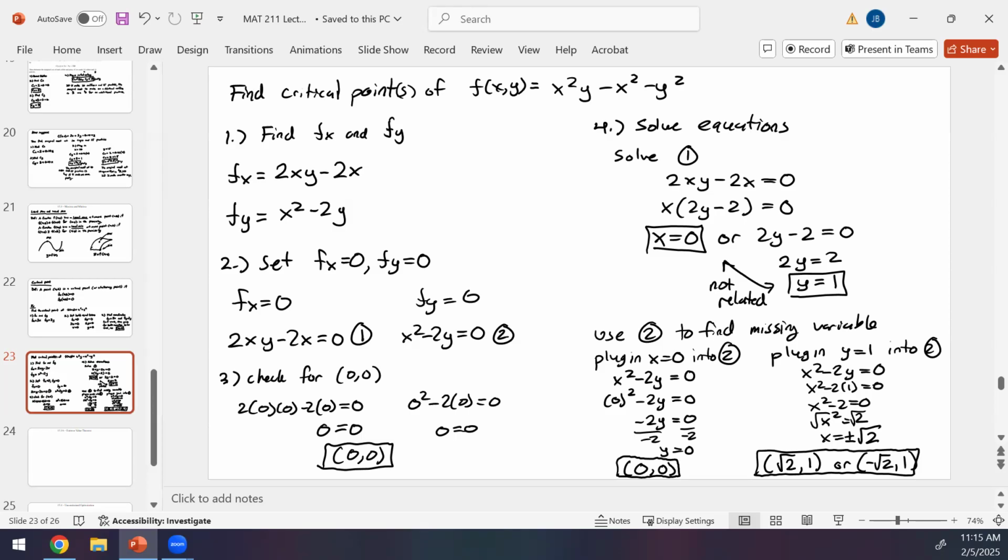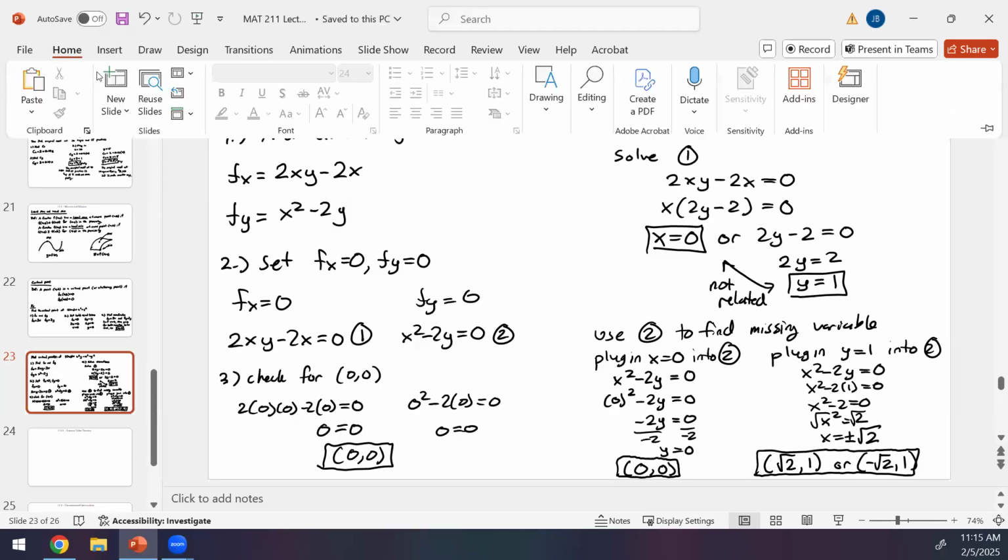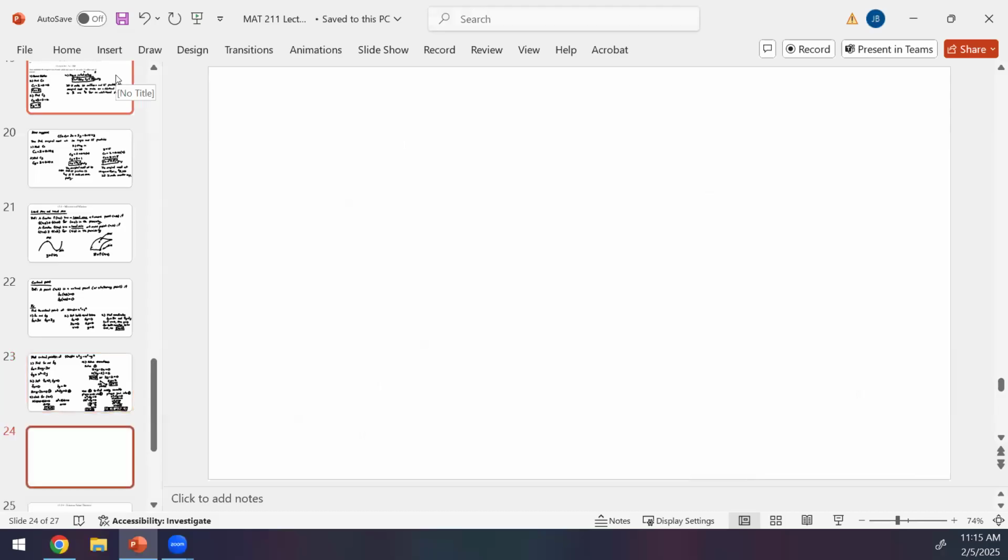So now that we can find critical points, we're going to be able to use those to figure out whether they are a max or a minimum. And the way we do that is through the second derivative test. The second derivative test is just going to have to be a formula you memorize, right? So you really just got to focus on memorizing this formula. Second derivative test.